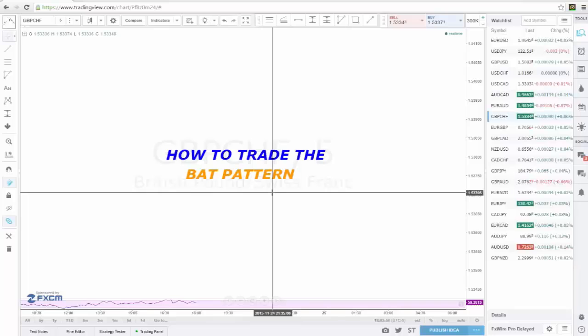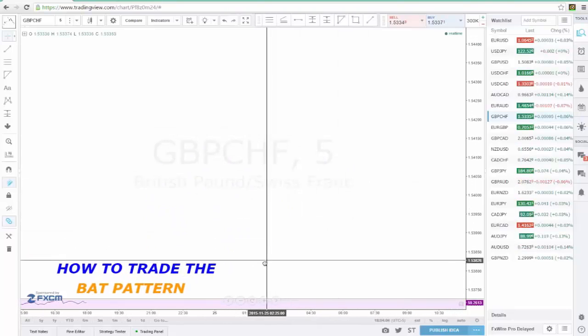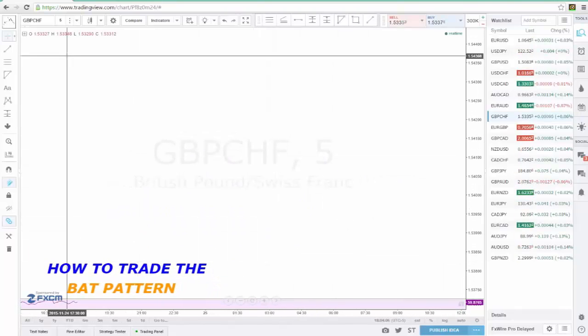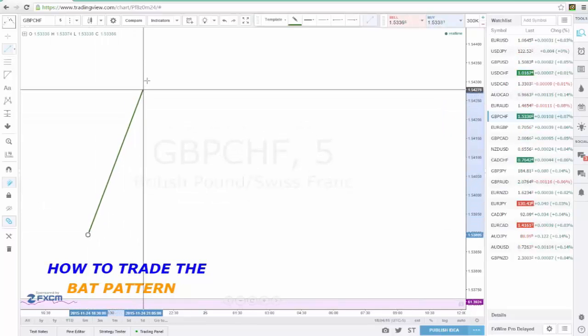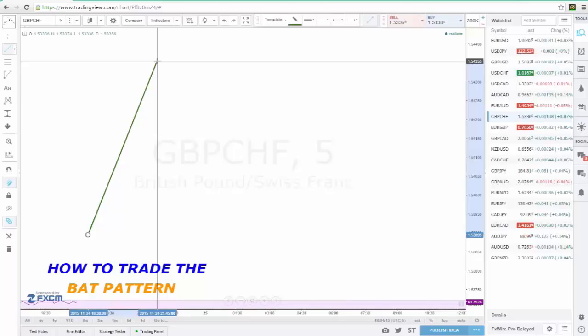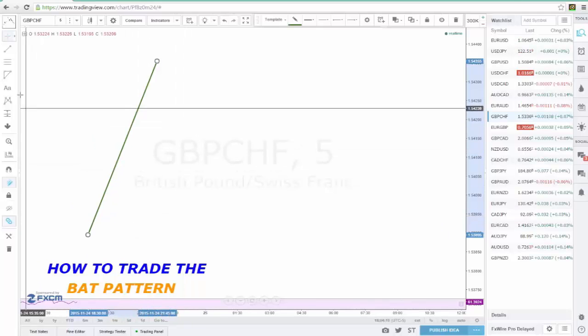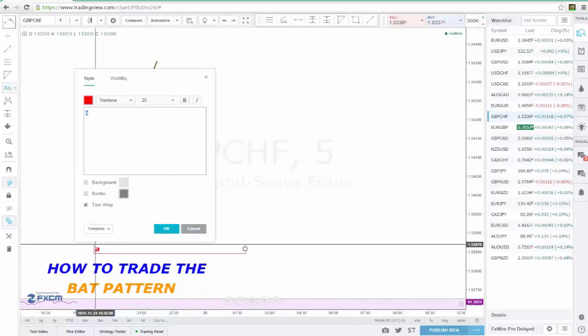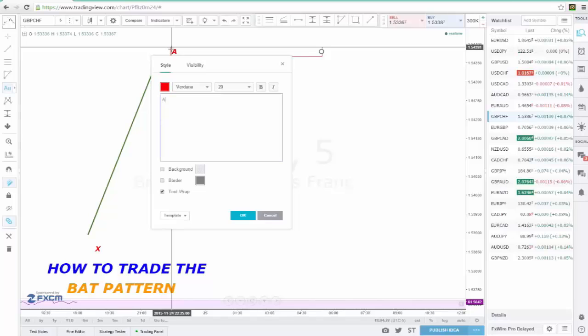Alright, so the first thing that I look for when identifying a bat pattern is the impulse leg, or the X to A leg. And all that means is that we are looking for a strong move to the up or downside. And today we are drawing a bullish bat pattern, so I will be looking for a strong move to the upside. And the way we label this is our starting point is X, and that comes up to our A point up here.